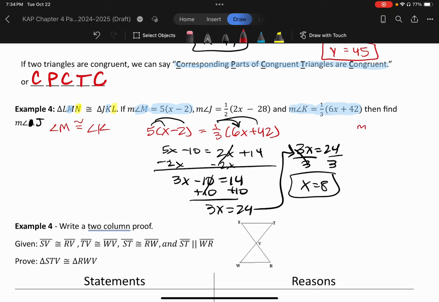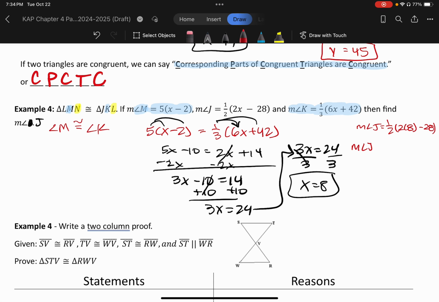So the measure of angle J here is going to be given by 1/2 parentheses 2 times x, which x was 8, and then minus 28. Here I'm going to go ahead and follow order of operations. Order of operations, PEMDAS, starts with the parentheses first. So I'm going to start with the parentheses. 2 times 8 is 16 minus 28. If we do 16 minus 28, then we get negative 12.